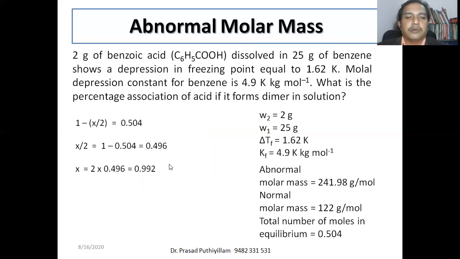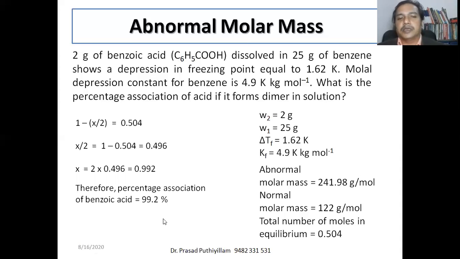So we got the degree of association of benzoic acid as 0.992 in this case. If it is 0.992, then the percentage is 99.2%, the percentage association of benzoic acid.